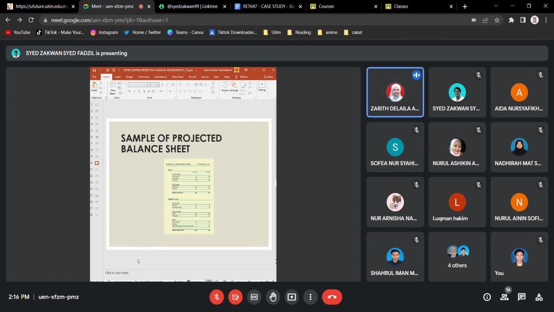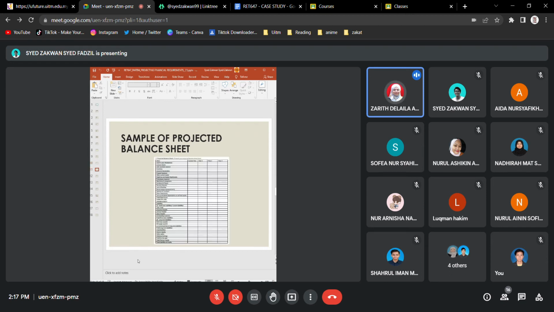Alright, so this is an example of the balance sheet. Selalu bila kita buat accounting dulu kan, this is actually the part yang paling interesting because kita nak tengok kita punya balance sheet ni balance atau tidak. Kita punya asset dengan kita punya liability balance atau tidak kan, kita nak tengok benda ni. Alright, so next one. Okay, so this one also is an example of the projected balance sheet. Okay, next.